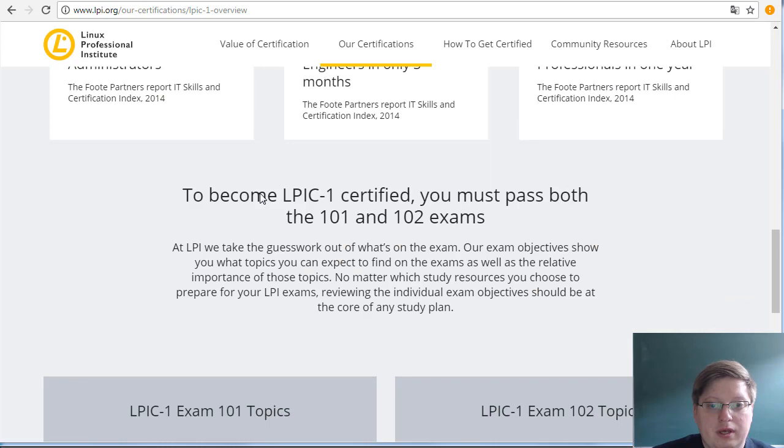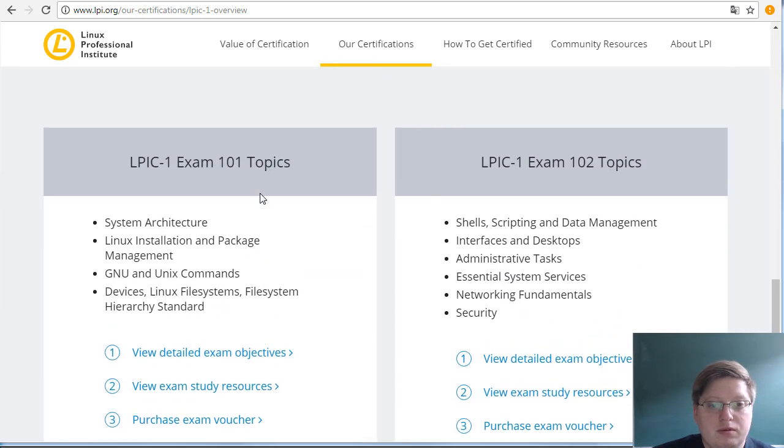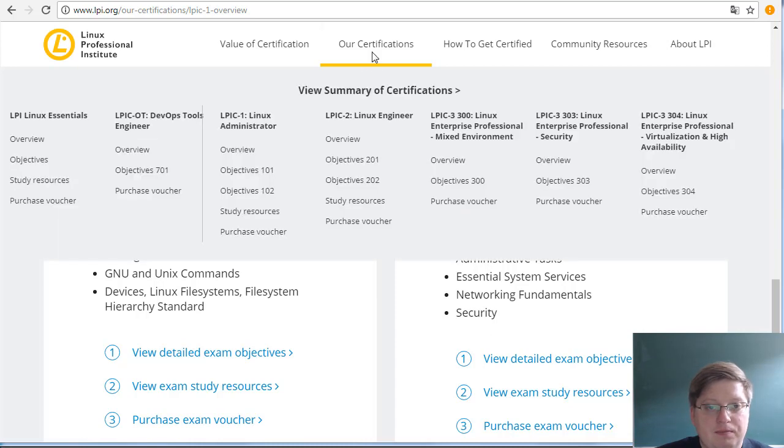So let's have a look at what they are actually asking for in the first level Linux certifications. In the first exam they ask about the Linux operating system, architecture, how to install, how to manage packages, the command line and general knowledge about the Linux operating system. The second exam covers what a Linux shell is, basically the command line, how to script there, how to manage data, different interfaces and desktops, how to complete administrative tasks, essential system services, networking and of course security.